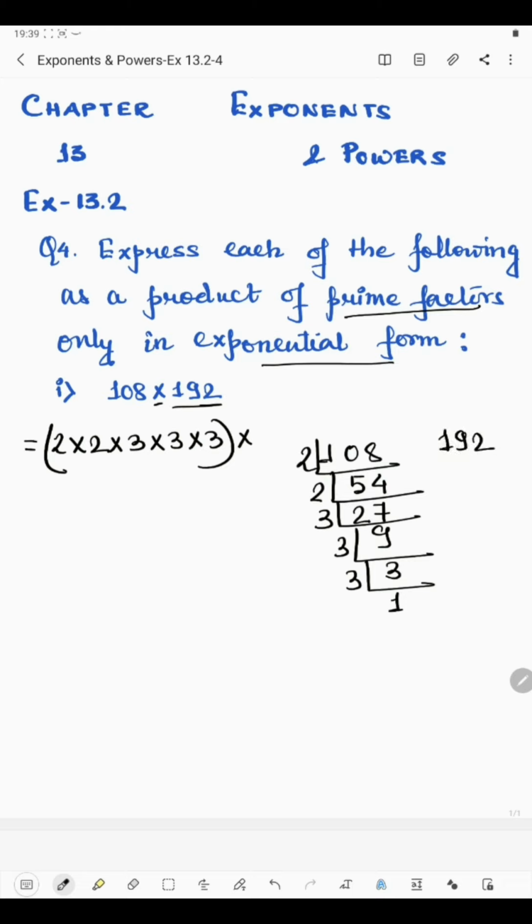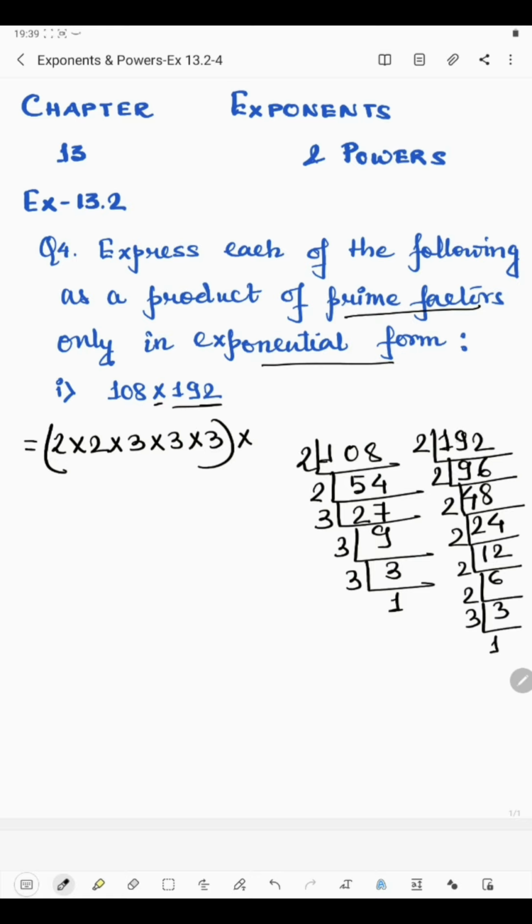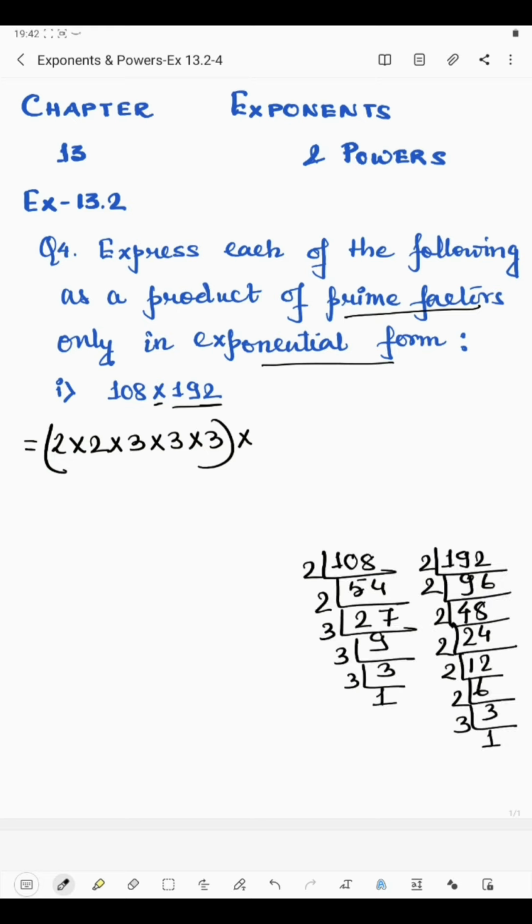Since the last digit is an even number, it will be divisible by 2. 2 9s are 18, 2 6s are 12, 2 4s are 8, 2 8s are 16, 2 2s are 4, 2 4s are 8, 2 12s are 24, 2 6s are 12, 2 3s are 6 and 3 1s are 3. So these are the prime factors of 192. So we will write the factors of 192: six 2s and one 3.